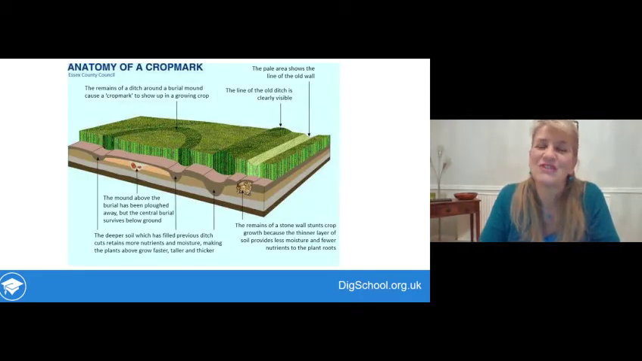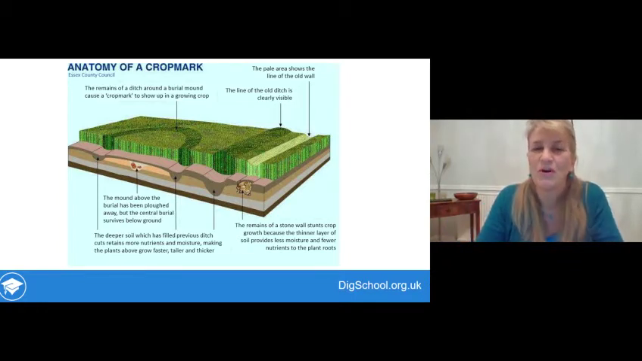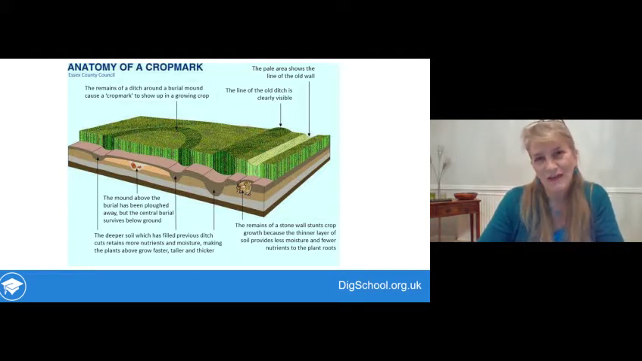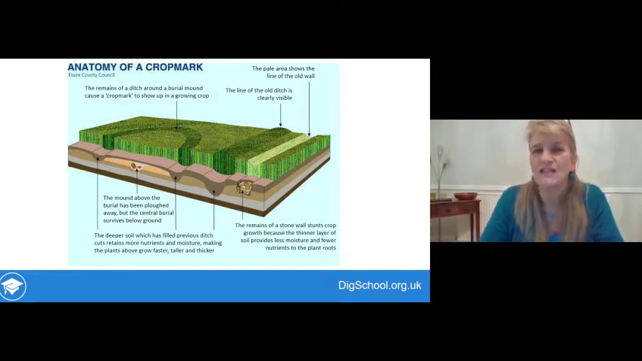So we can see this sort of diagram here, and this is what it looks like when you start to look across the surface of the crop. So here we can see there's the remains of a ditch around a burial mound causing this crop mark. The ditch that was dug around the edge of the burial mound has a greater depth of soil, therefore the crop there is darker, it's growing thicker and more lush.